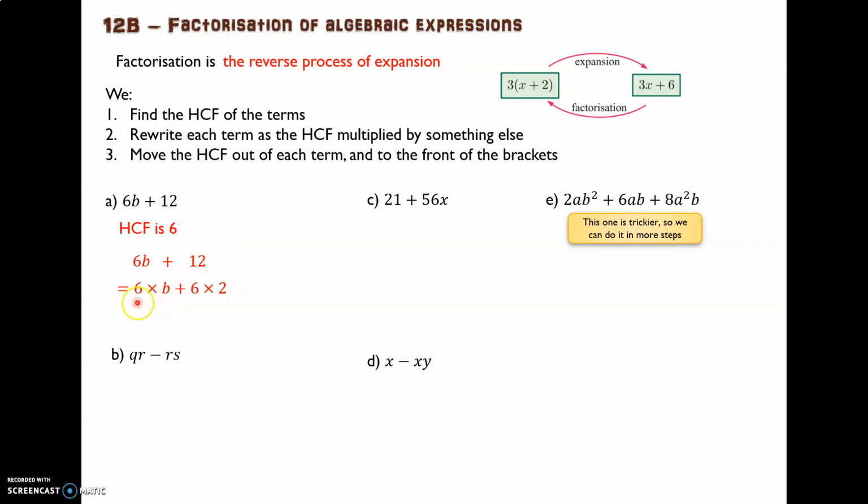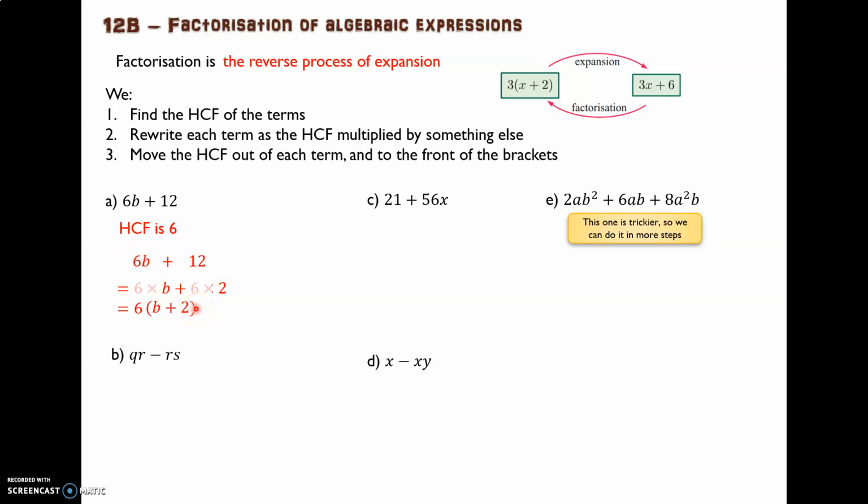Now we need to recognize what is common to both. What is common in both of these things? What appears in both? The 6. So, because the 6 is common to both, I'm going to bring it out the front of the brackets, and that's going to be multiplied by, well, the only thing remaining here, if I get rid of the 6, the only thing remaining in this term is b, and the only thing remaining in this term is 2. So this here is the same as that.